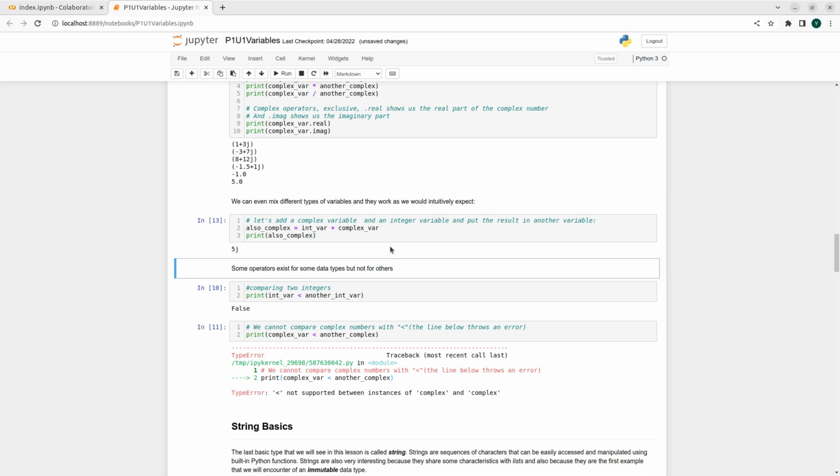We can even mix different types of variables. So I can add an integer variable and a complex variable, and I get something that is also a complex variable because that's a more general one.